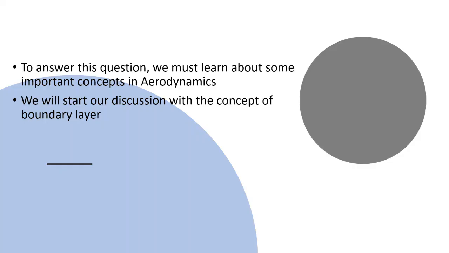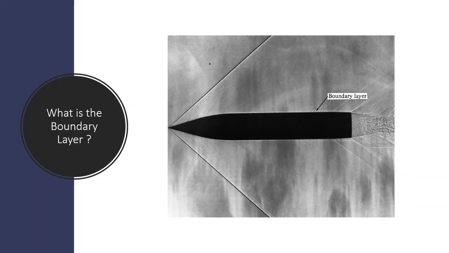To answer this question, we must learn about some important concepts in aerodynamics. We will start our discussion with the concept of boundary layer. So what is the boundary layer? The boundary layer is the layer adjacent to the surface of an object traveling through a fluid where the effects of viscosity are dominant. The figure on the right shows the very thin boundary layer close to the surface of the object using flow visualization techniques.